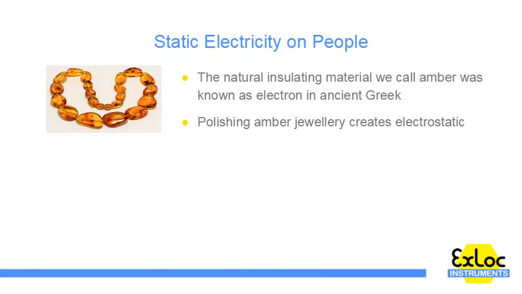Static electricity on people. In former times, before synthetic materials existed, a person would wear leather shoes and natural fibre clothing and move about on the earth itself or floors made of stone or covered with rush matting. All these materials are static dissipative, meaning that static electricity would not build up on a person. One natural insulating material from the time was the resin we call amber, known in ancient Greek as electron. The build-up of static on it when being polished to make jewellery gave rise to the word electricity.